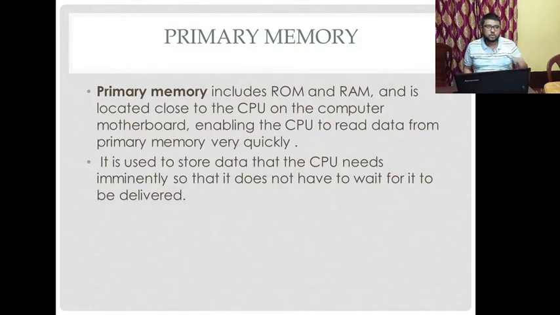It is used to store data that the CPU needs immediately, so that it does not have to wait for it to be delivered. So if I want to process some very quick data, I store it in the primary memory. So primary memory consists of two things I told you: RAM and ROM.